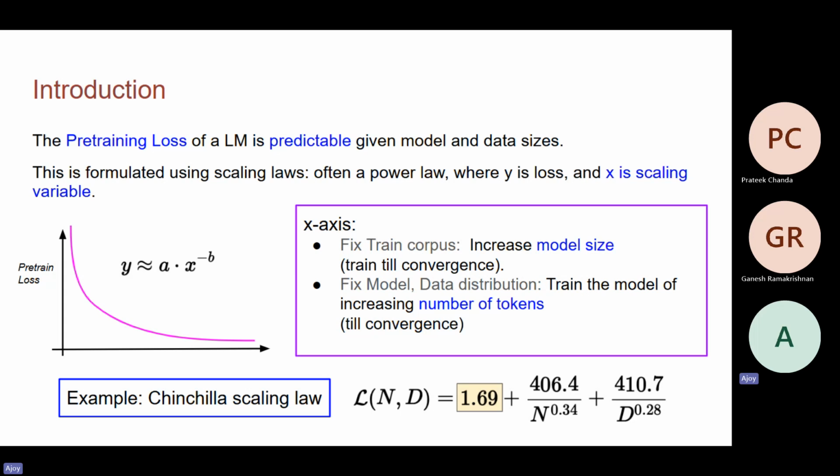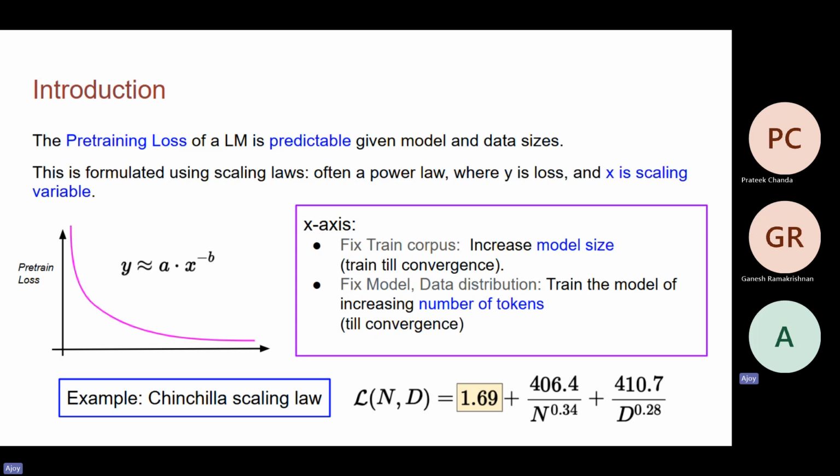The pre-training loss is very predictable given the model and the data sizes, and this comes from the scaling law, where y is the loss and x is the scaling parameter. So it's generally formulated as a power law. When we fix the training corpus and increase the model size, which is either the hidden size of the model or the number of transformer blocks, and each model is trained to convergence, you get this power law equation. The other method is when you fix the model and the data distribution and train the model with a different number of tokens, and we still get this power law distribution.